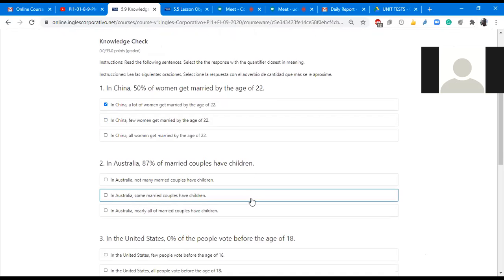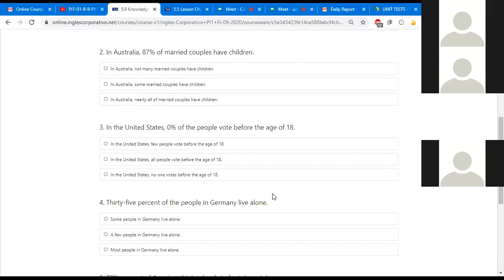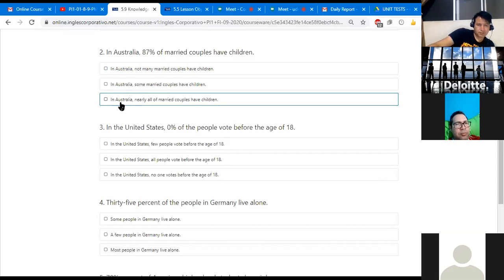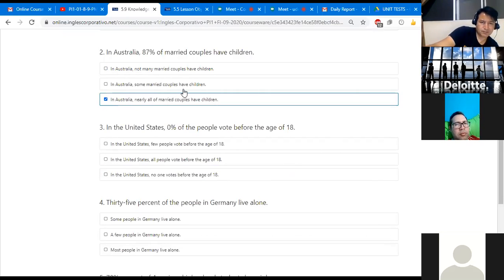Good. Paulo, how about number two? In Australia, 87% of married couples have children. One, two, or three? Three. Nearly all. Married. More or less, nearly all, right? Good. Tatiana, how about number three?